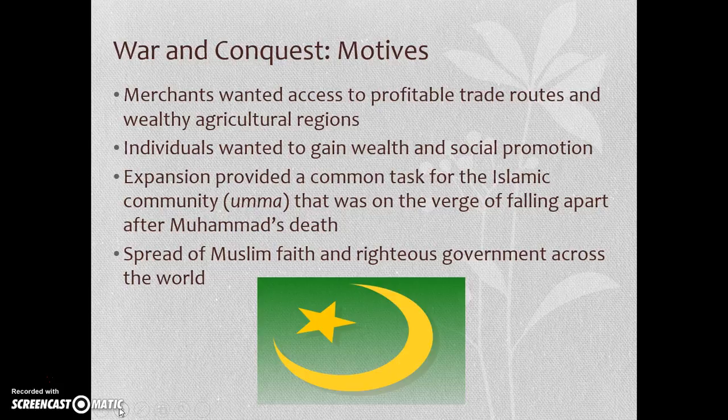While the Muslims were eager to spread their faith, there were also very worldly economic interests in the building of the empire. Rich trade routes and productive farmlands increased the wealth of the new expanding empire. So a lot of the motives for this war and conquest were economic. And understand, not only were they spreading the religion, but they were gaining riches throughout this whole time.